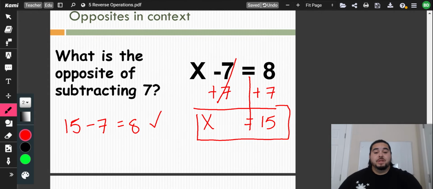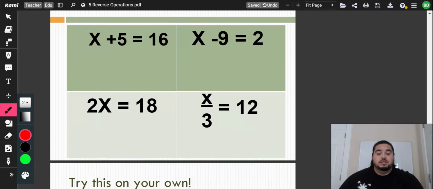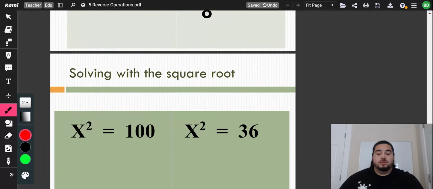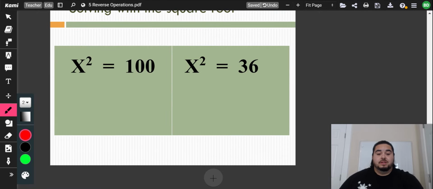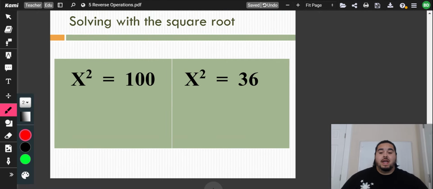Okay. Now, our last example for today is having to deal with square roots. So let's look at a problem where we have some squares. We have x squared is equal to 100 and x squared equals 36. So remember that the opposite of a square is a square root. So square root is a symbol that looks like this. If I do it on this side, I'm going to do the same thing on the other side.